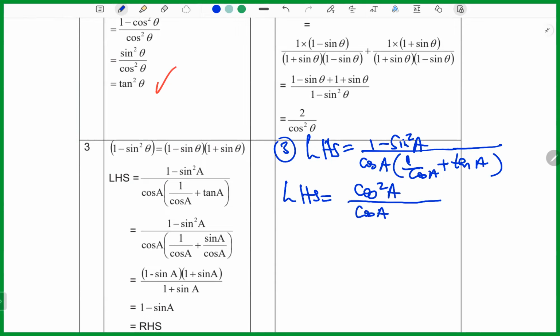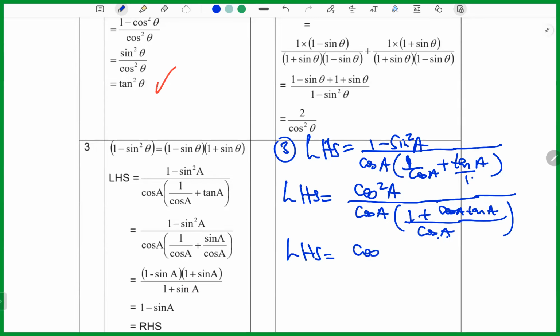And then now you continue. Right, so this is over 1. So that you have cosine A. And then cosine A over cosine A is 1 by 1, which is 1, plus cosine A by 1, which is cosine A times the tan of A. So it is cosine A times the tan of A. So which means the left-hand side is, okay, now we can just simplify this one.